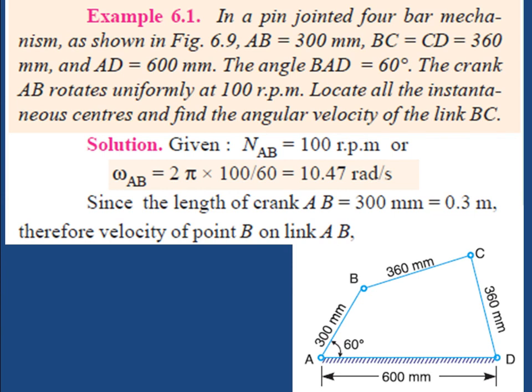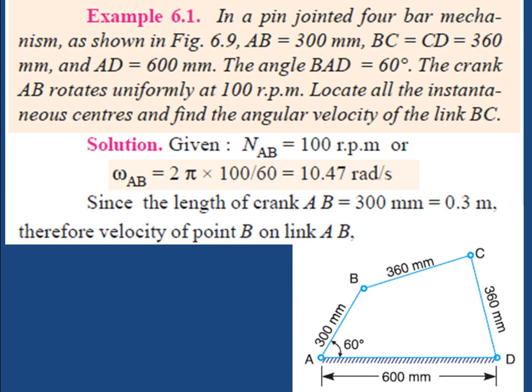Okay, so in this problem, it is again a 4-bar mechanism. So in a pin jointed 4-bar mechanism, as shown in this figure, the lengths of the links are again given: AB, then BC, then CD, and then AD. All the dimensions are given, and the angle BAD is also already given as 60 degrees, and the crank AB rotates uniformly at a speed of 100 rpm, as he has given.